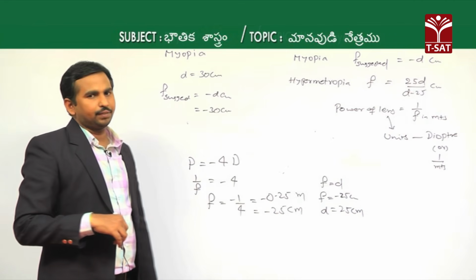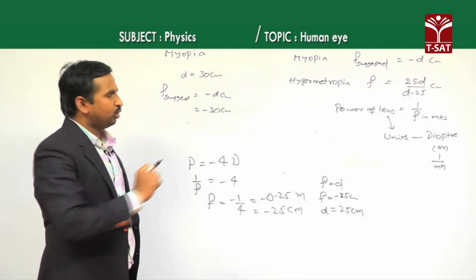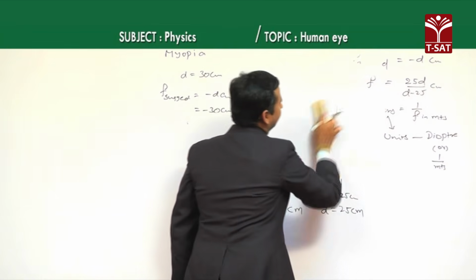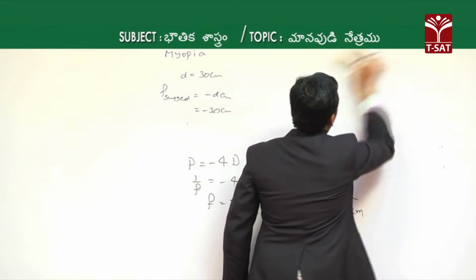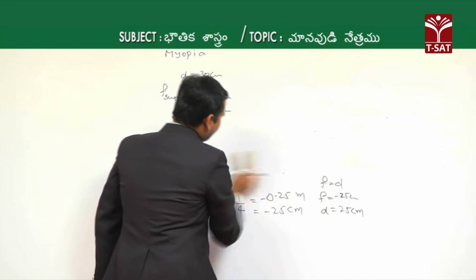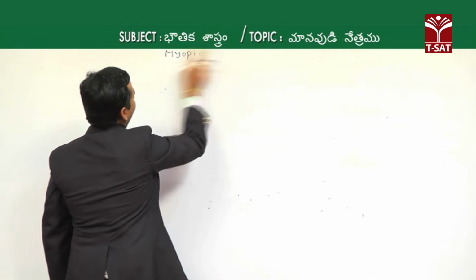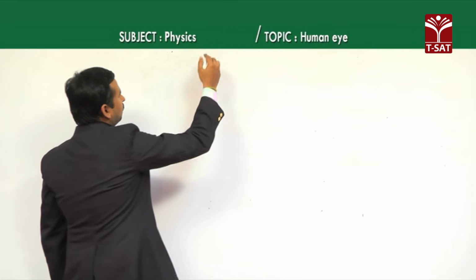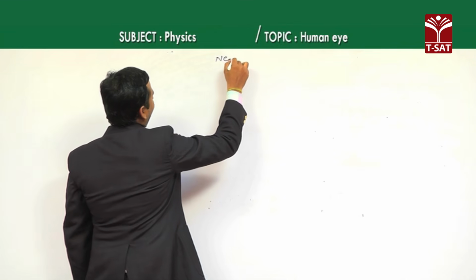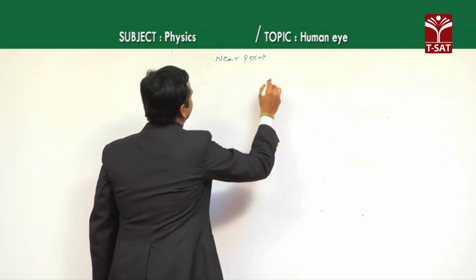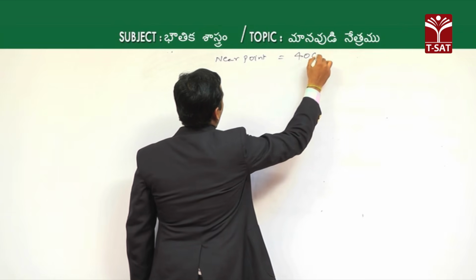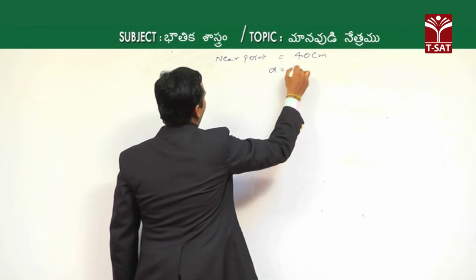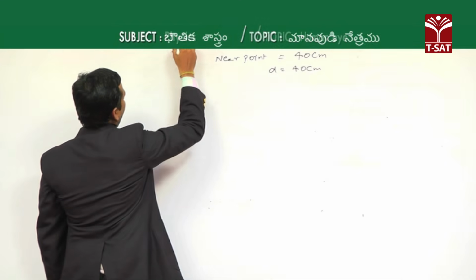Okay. Now, if we take the case of hypermetropia, how to solve a numerical: we know that for hypermetropia the required focal length is 25 d by d minus 25. Let us suppose we are taking a defective vision problem. For example, the near point for the defective eye is equal to 40 centimeters, which means our near point distance d is equal to 40 centimeters. This is for long sight.